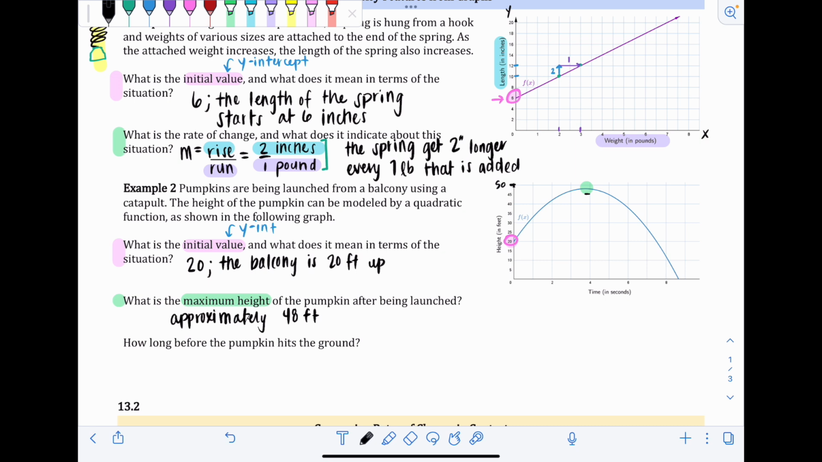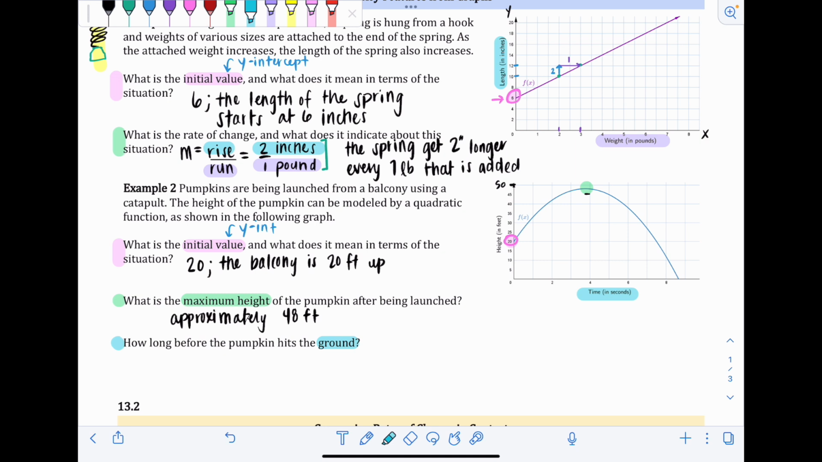And then this one has an extra question. It says, how long before the pumpkin hits the ground? So we're trying to figure out how much time goes by before the pumpkin hits a height of 0, back on the ground. If we're trying to find the time, the x-axis is the time in seconds. So how far left or right the point is tells us how long the pumpkin's been in the air.